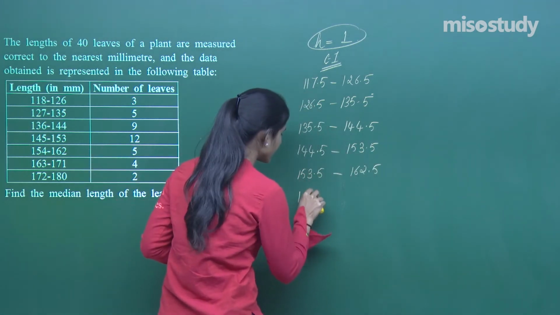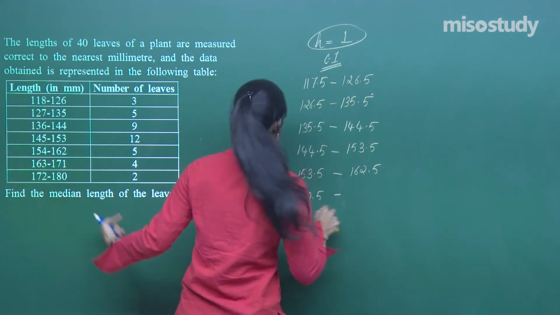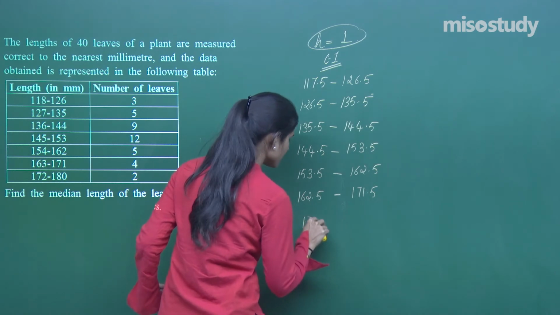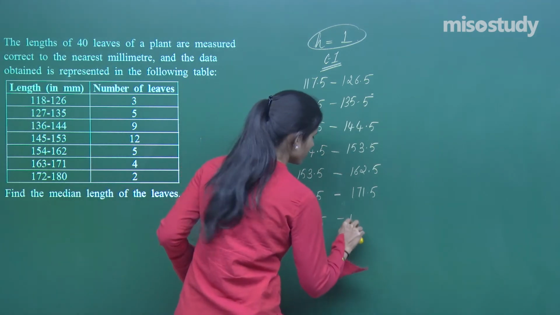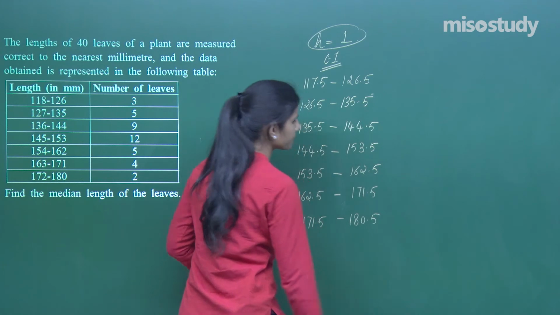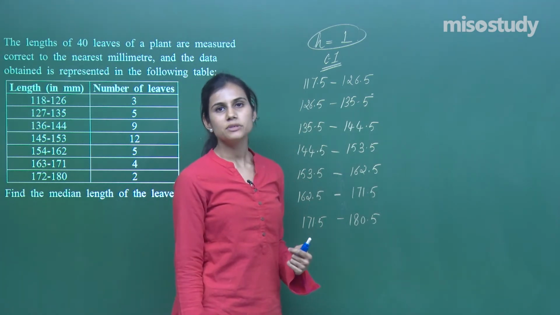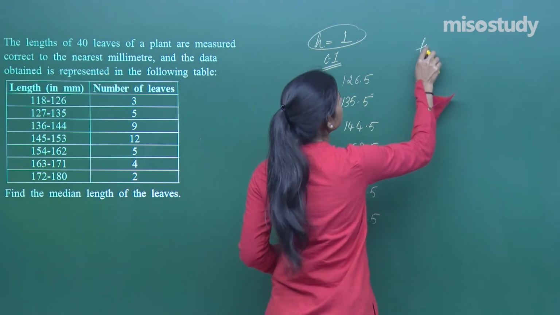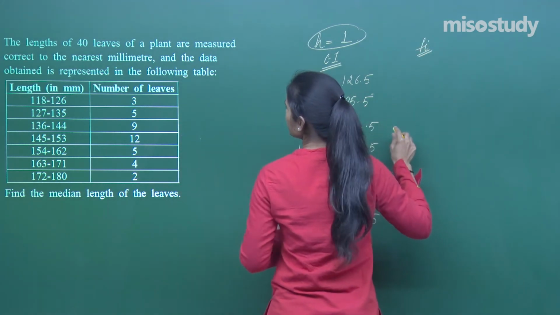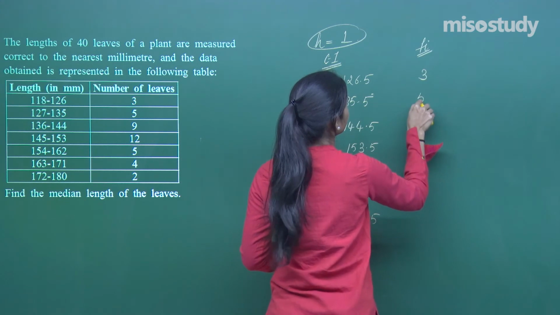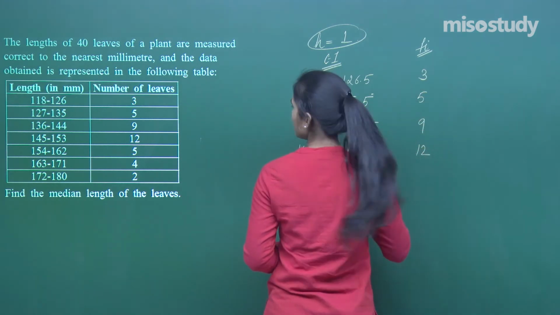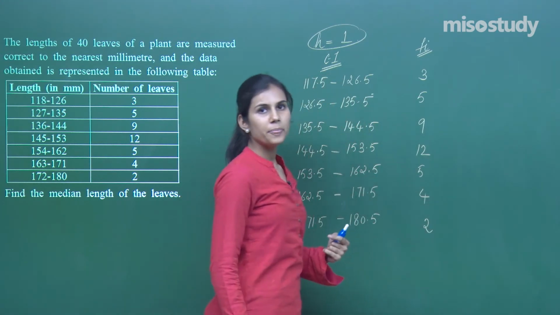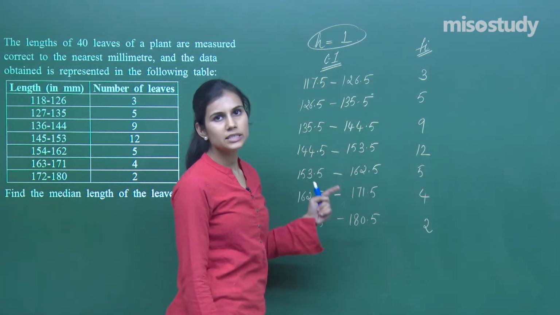163 minus half, again 162.5 to 171.5, 171.5 to 180.5. This is how you make discontinuous class intervals continuous. We have done that in the theory lectures. Frequency remains unaltered. It is 3, 5, 9, 12, 5, 4, 2. In order to get the median, you always need to have class intervals as continuous.